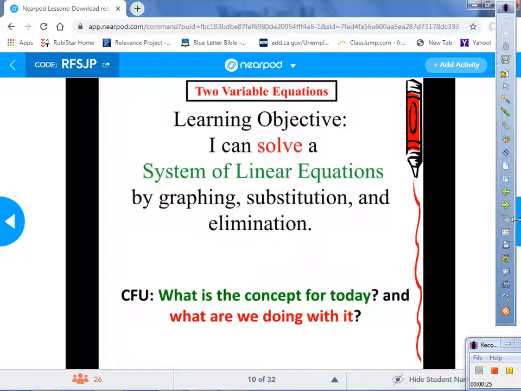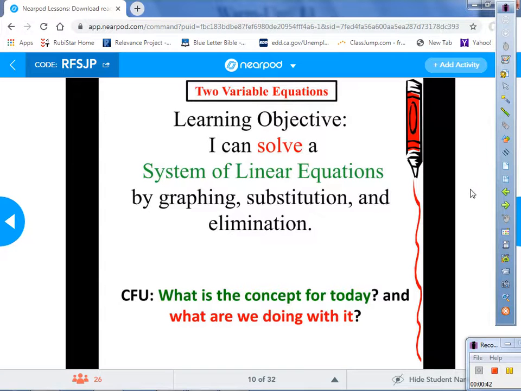Alright, let's get started. Our objective for today: I can solve systems of linear equations by graphing, substitution, and elimination. Once again, I can solve a system of linear equations by graphing, substitution, and elimination. Alright?